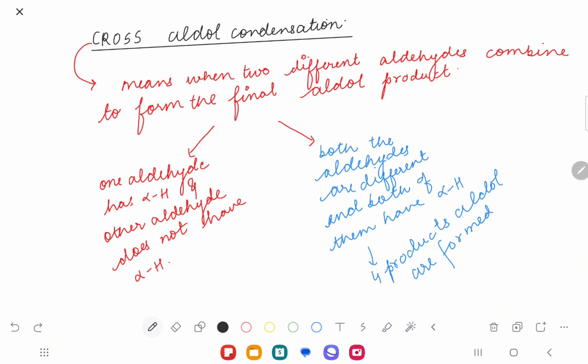And in the other case, only two products shall be formed. So I hope you're understanding that in simple aldol condensation, there was only one product being formed. And here there are four products being formed. But this cross aldol condensation is a very, very long topic to explain, how these two products and these four products are exactly being formed.